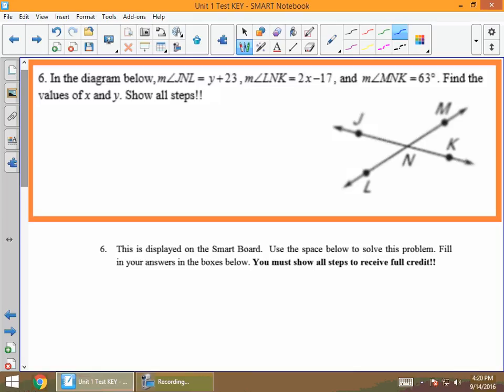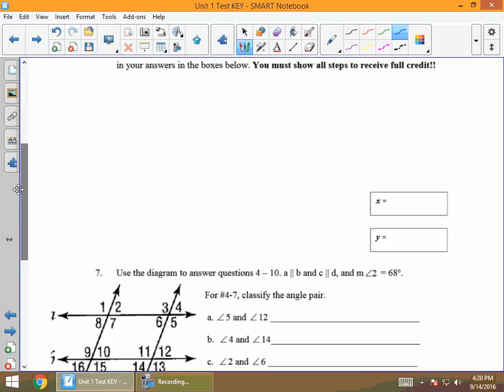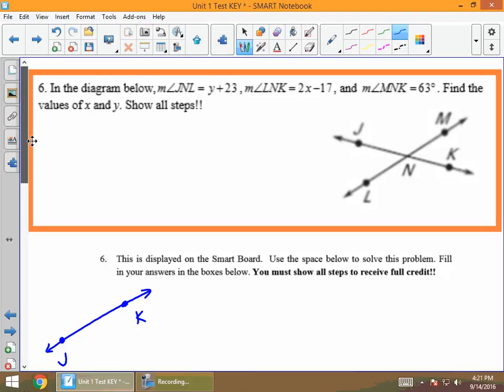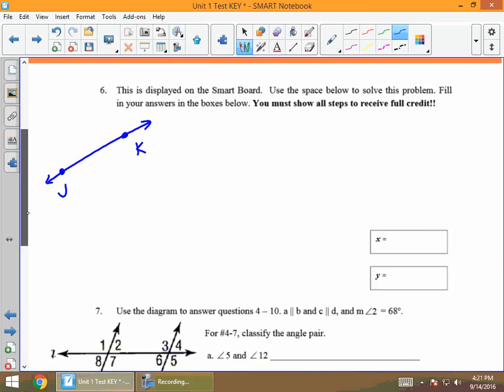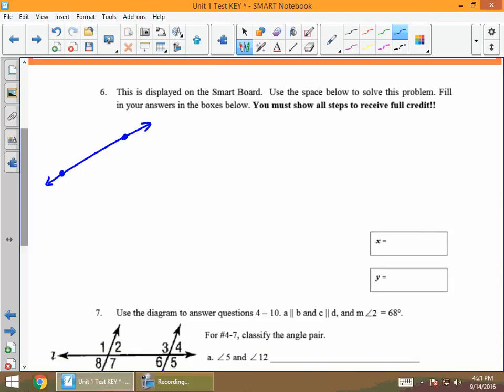Well, as much as I would like to just start going over there at that picture and drawing on it, you didn't have that picture on your paper. So I am going to draw line JK and line LM. So J, K, and nope, that's L and M. So that's L and that's M.